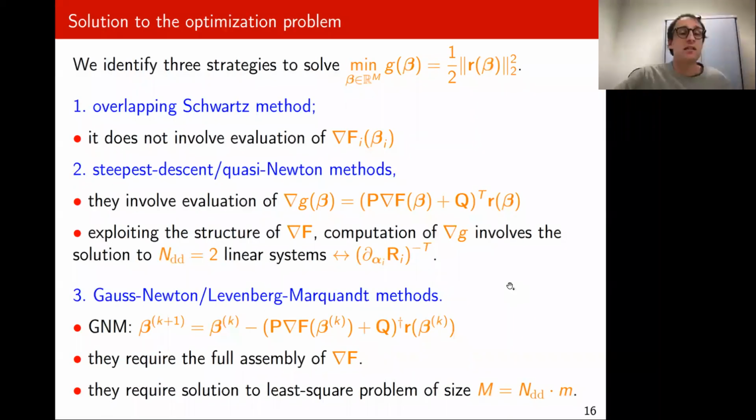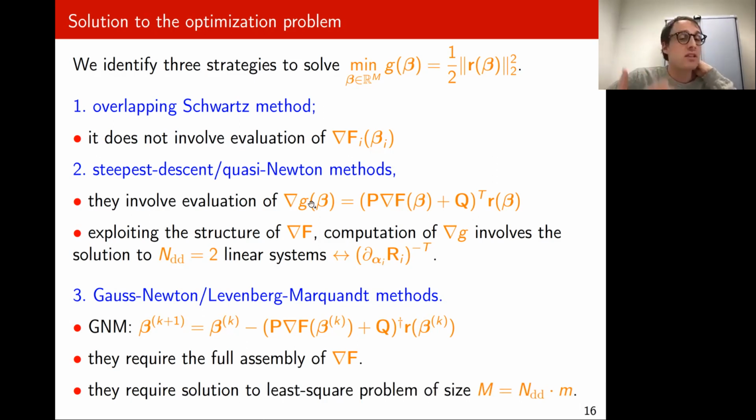So let's now try to identify 3 different strategies to solve this problem. With no surprise, one strategy is the standard overlapping Schwarz method. It's not a surprise that overlapping Schwarz is one particular way of solving this problem. Another class of methods relies on steepest descent and quasi-Newton methods. Those methods involve the evaluation of the gradient of the objective function. And so we need to compute the gradient of f in order to compute this gradient of g.